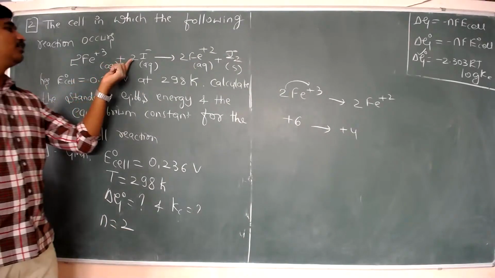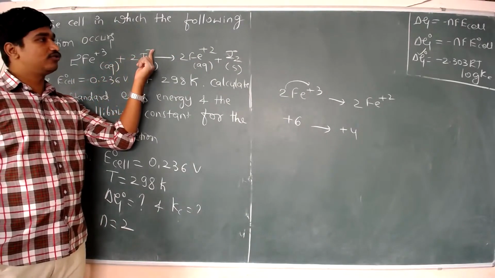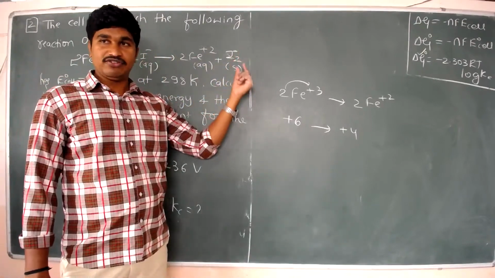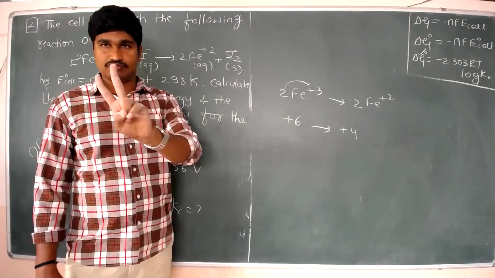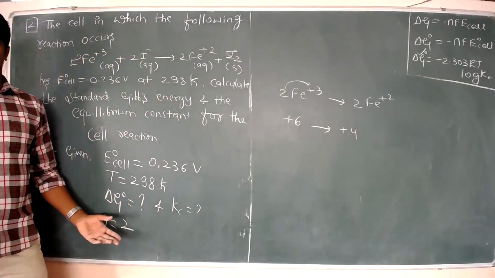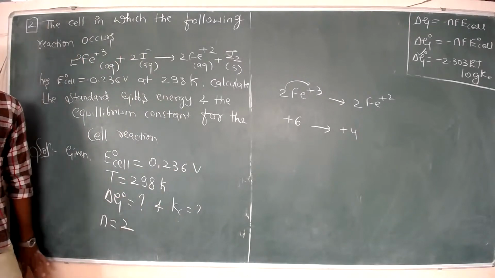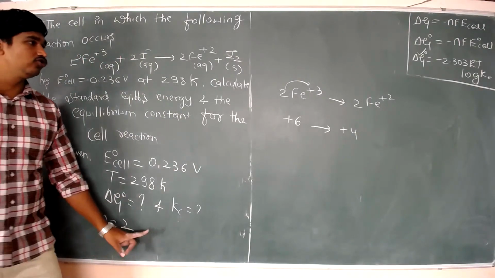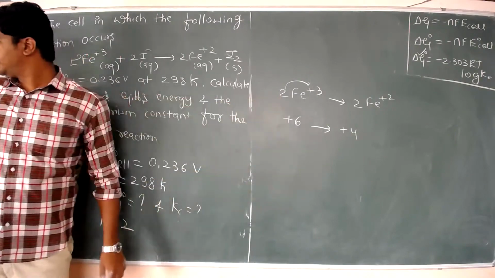Or select this one: 2 into minus 1 is minus 2. Here the charge is 0, so 0 minus minus 2 is 2. 2 moles of electrons are involved in the reaction. It may be minus or plus; just think that 2 electrons are involved. Now how many moles of electrons are involved? 2. n is equal to 2. We can calculate it using this.